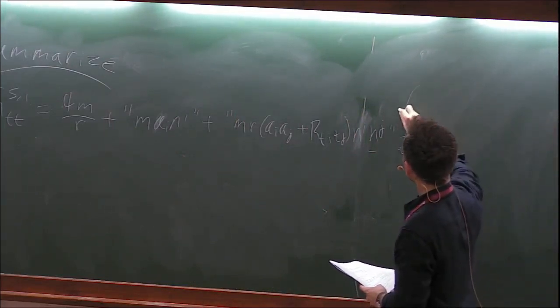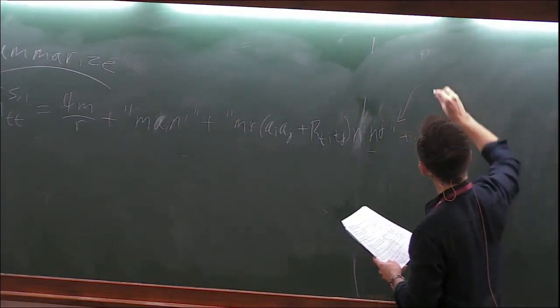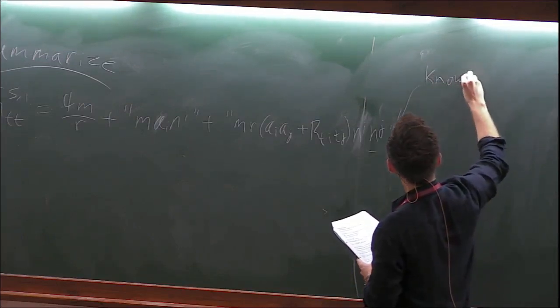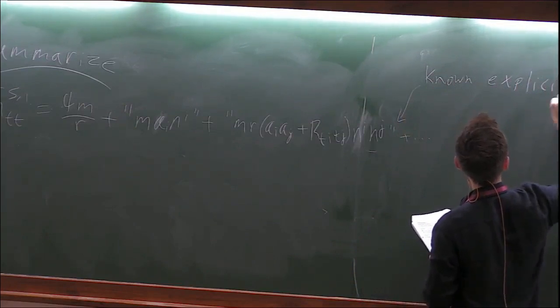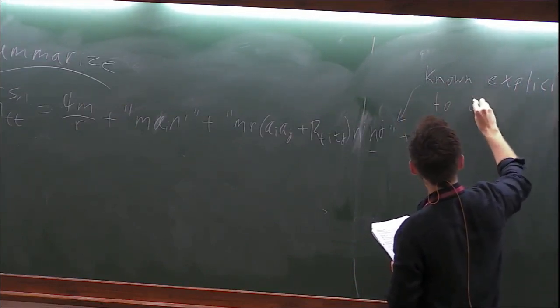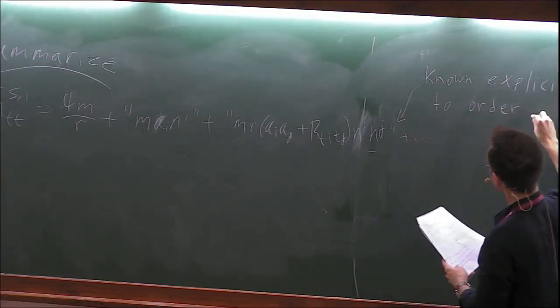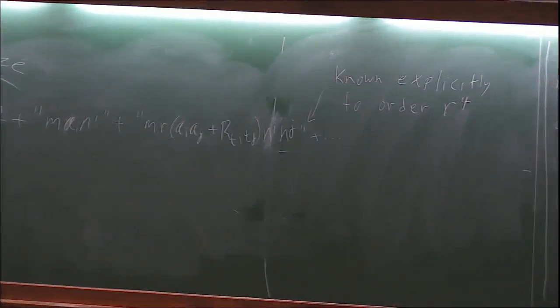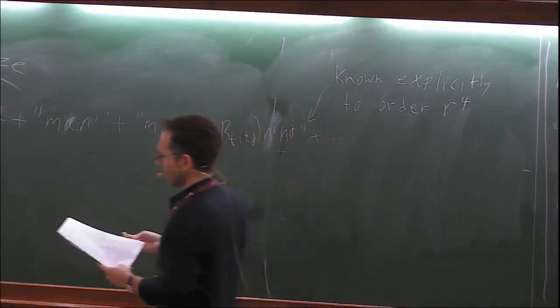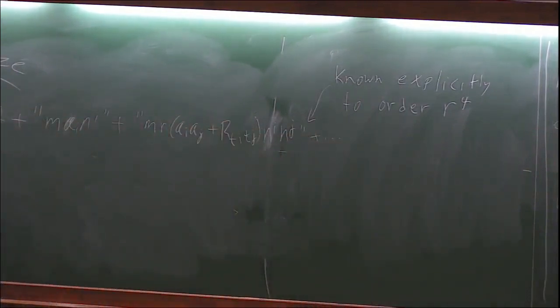And this expansion is known explicitly to order R to the 4. So many, many orders of R. Then I won't bother writing the form of the TI component and the IJ component, but they all kind of have structures like this.